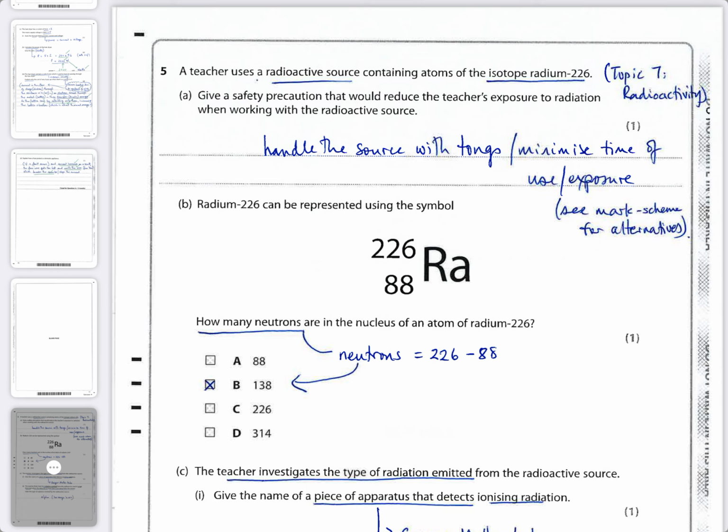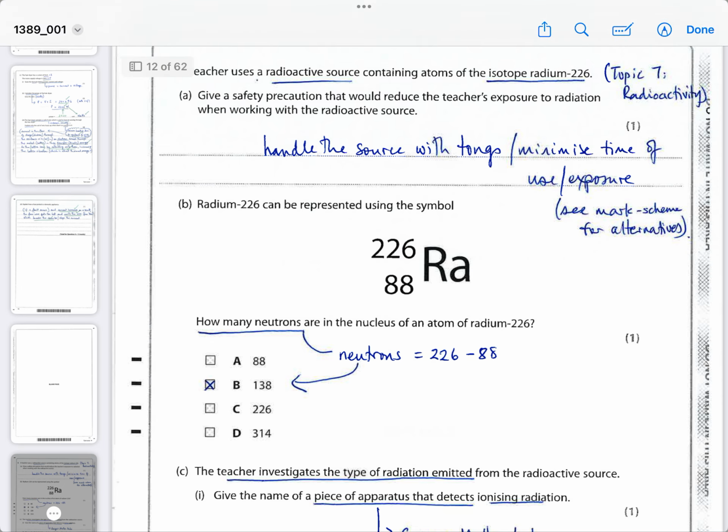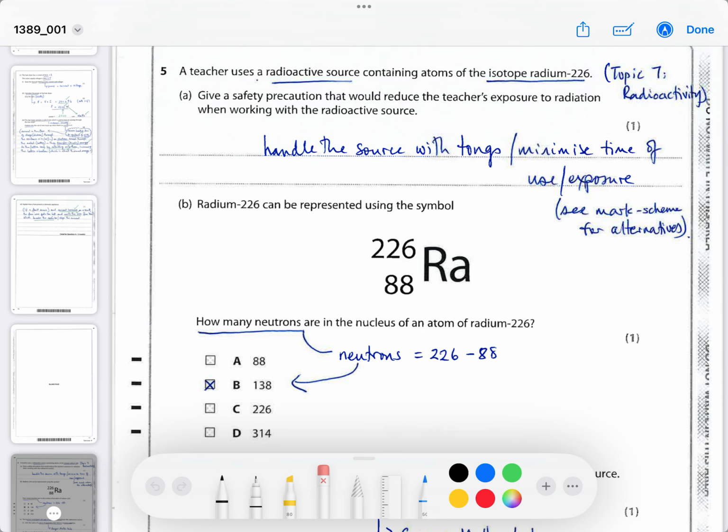Okay, so it then continues with the radium-226 that can be represented using the symbol. The symbol for this is given as such. So when you do this, radium-226, you can put it in a box. The top number is the total number of protons and neutrons. So it's called the mass number at the top, and the bottom number is the number of protons, which is the atomic number of radium.